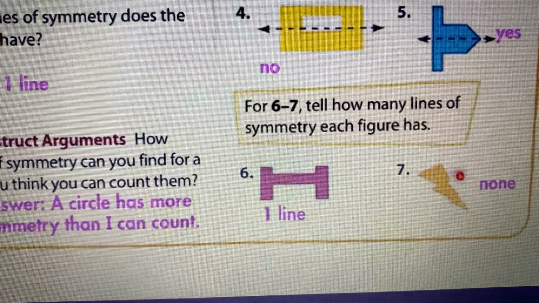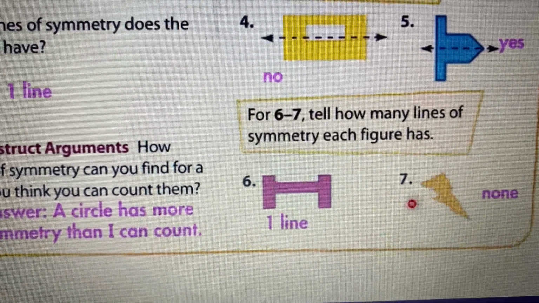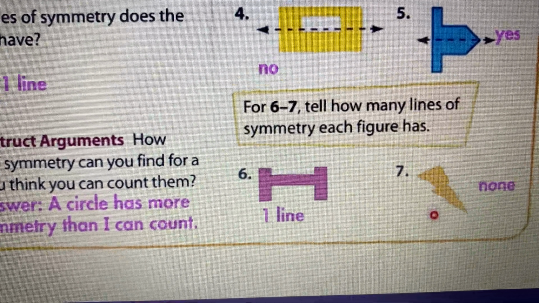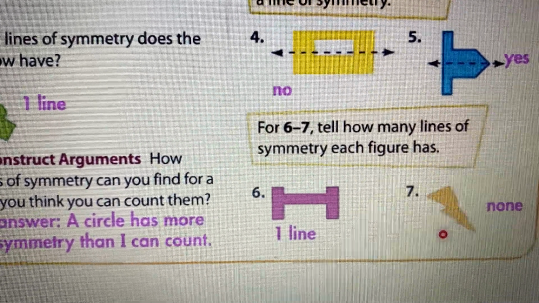For this figure, I don't have any line of symmetry, because if I break it this way or in that way or in any other way, I'm not going to get 2 exact halves.